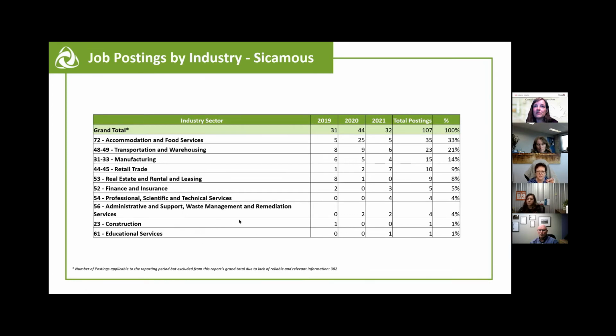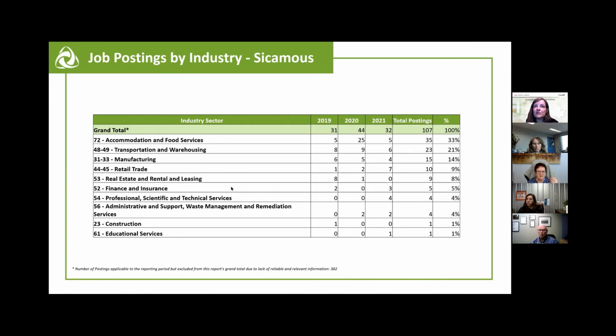Now, again, you need to remember that this information is based on enough information in the job posting to actually be able to attach that posting to a particular industry, right? So there had to be something in there that would have allowed us to identify the employer or the sector that that job was posted in. And that's where the plus or minus comes into play. That's also where your local insight comes into play.